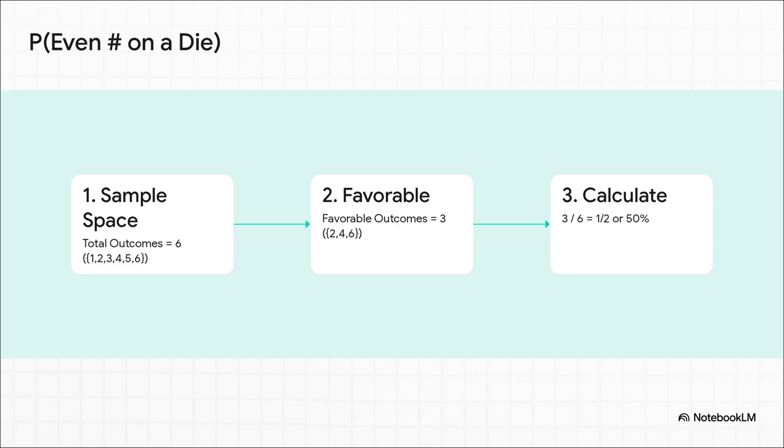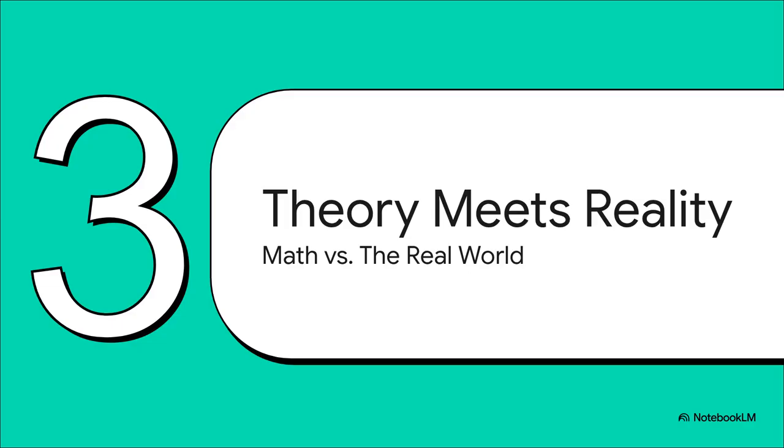Let's put it to work. What's the probability of rolling an even number on a die? Okay, step 1. We know our sample space has 6 total outcomes. Step 2, our favorable outcomes, the even numbers, are 2, 4, and 6, so that's 3 of them. Step 3, we just plug it into the formula. 3 divided by 6 is 1/2, or 50%. See? Simple as that. So we have the theory down pretty solid.